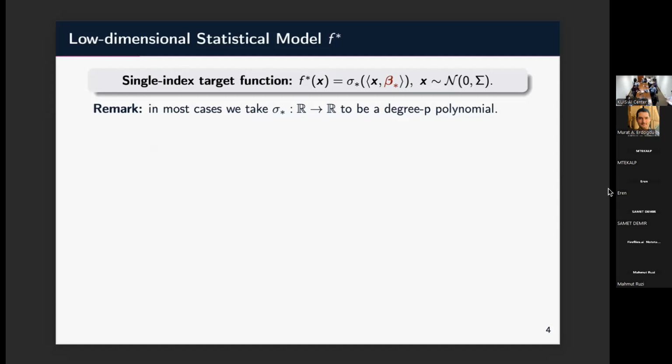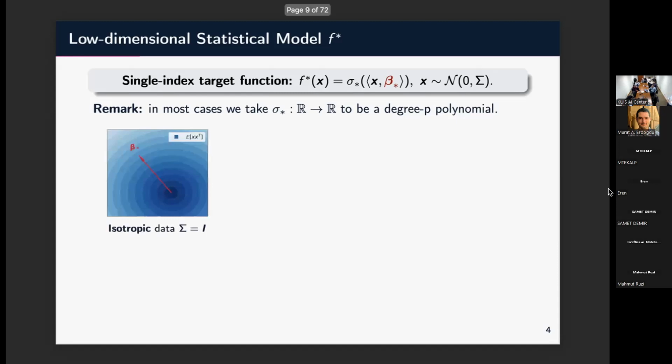So the input in this case, I'm going to assume that it's a multivariate Gaussian with some covariance matrix sigma. So I will consider three different covariance models. And the first one is basically identity covariance. This is what we call the isotropic data. There is no structure in the covariance. It's just an identity matrix.